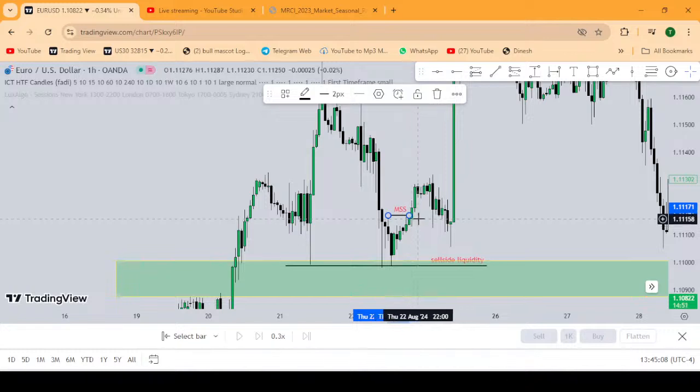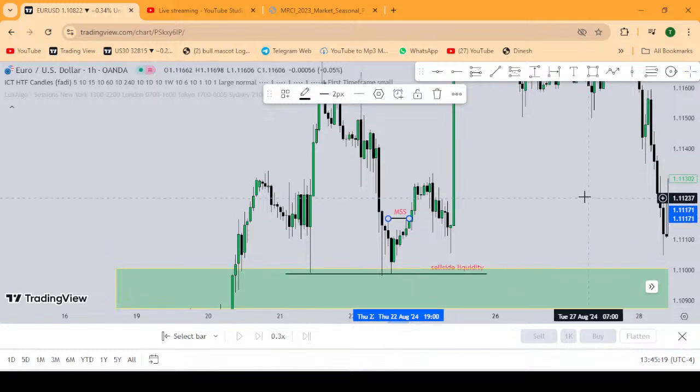The reason we prefer the 1 hour market structure shift is because the 1 hour is stronger than lower time frames. You can get a shift on the 1 minute, but it is too small to control higher time frames. So at least we need a sync in time frame alignment.